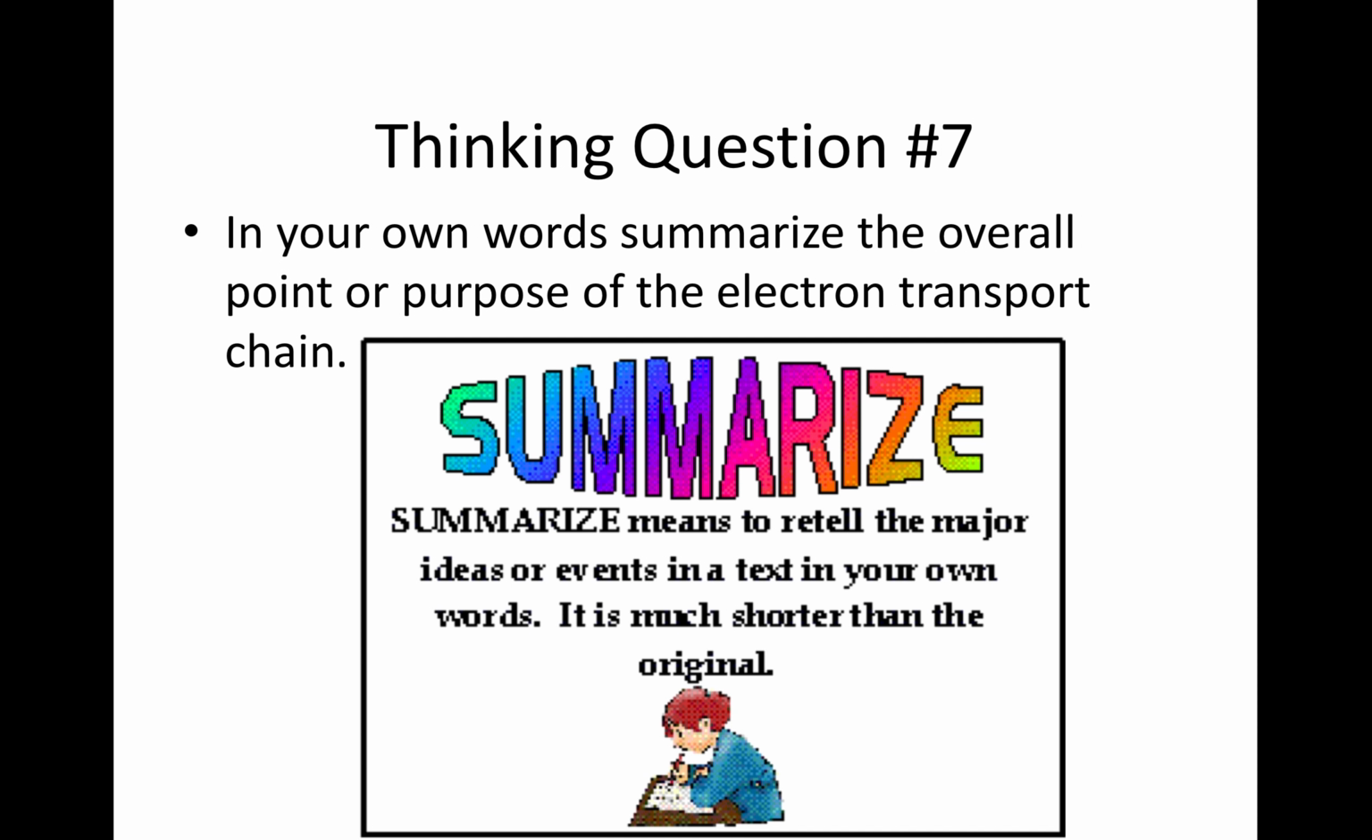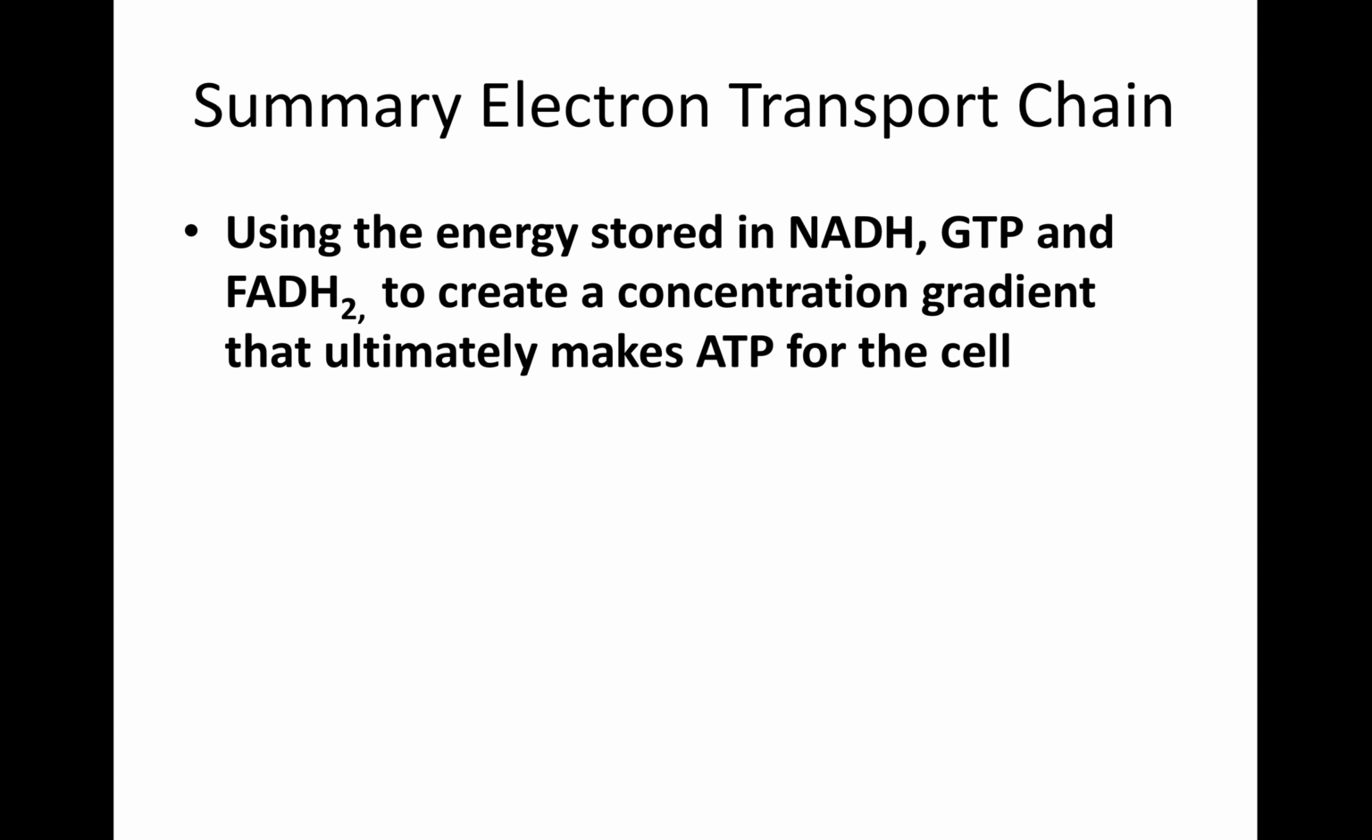So thinking question number 7, in your own words, summarize the overall point or purpose of the electron transport chain. And the purpose is, what we're doing is we started with glucose. And we took the energy that was stored in glucose and transformed it into pyruvate. And from pyruvate, we took that energy and put it into NADH, GTP, and FADH2. So we're using that energy that originally started in glucose and is now in the form of our high energy carrier molecules to create a concentration gradient, which then in turn ultimately makes ATP for the cell.